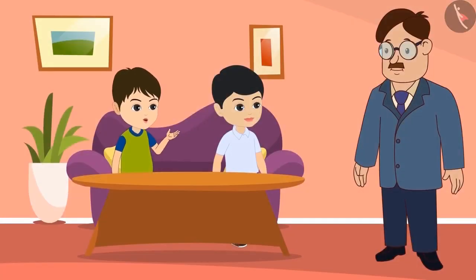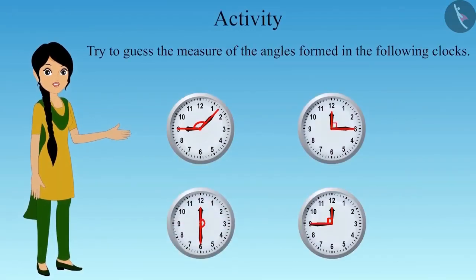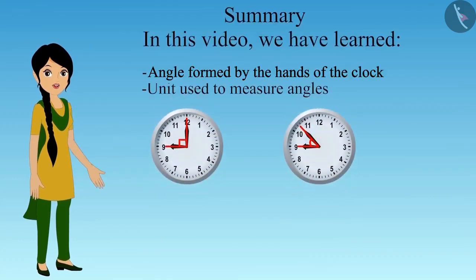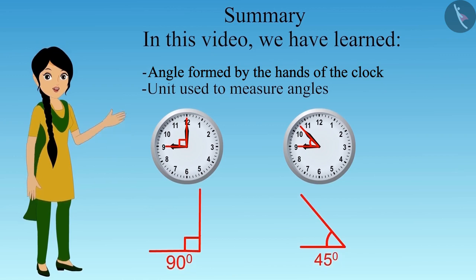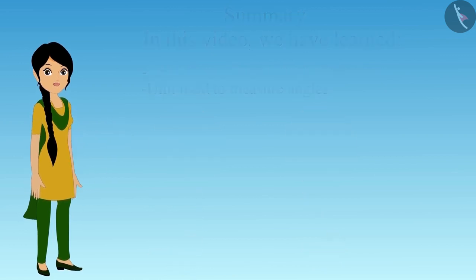Oh wow! How easy is it to identify angles in the clock? Try to guess the measures of the angles formed in the following clocks. In this video, we have learned about the angles formed by the hands of the clock and the unit used to measure angles, that is degree.